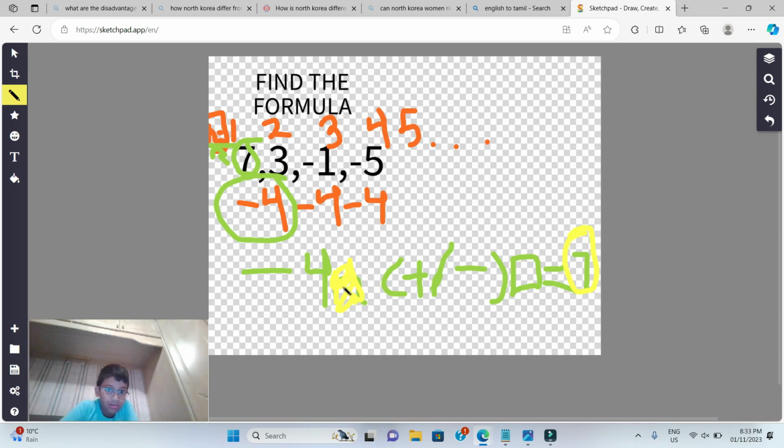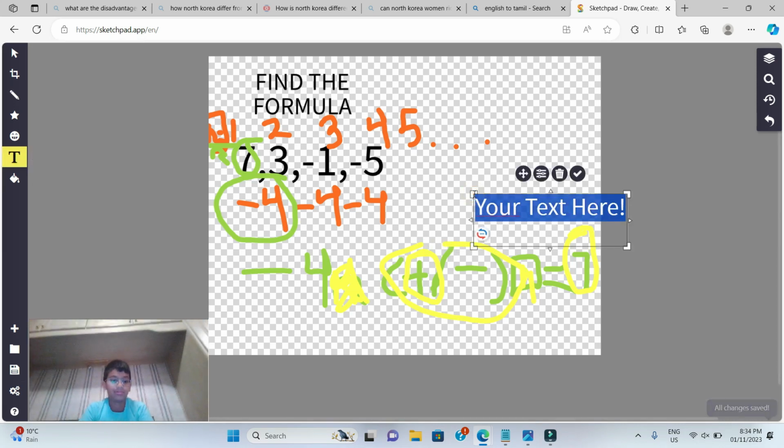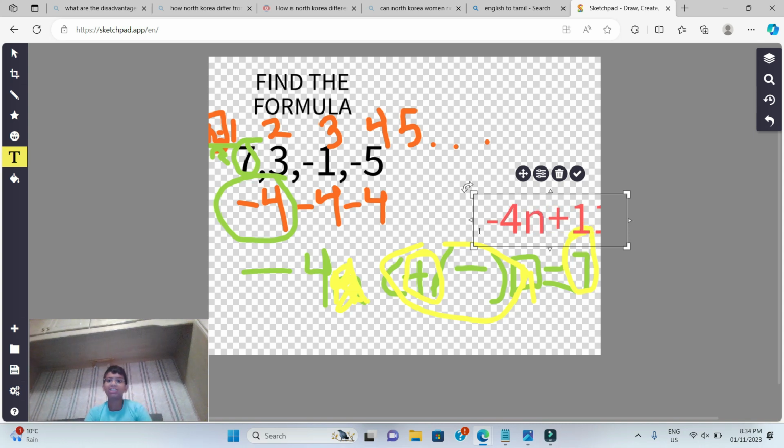Okay, so now if you work it out, you will find this. Minus 4, it's plus 11. That's the answer. So when I say plus 11, that means I'm going to write plus 11. And it is plus 11. Before, I told you this minus 4n. So we found plus 11 and we know the minus 4n. So this is the formula.